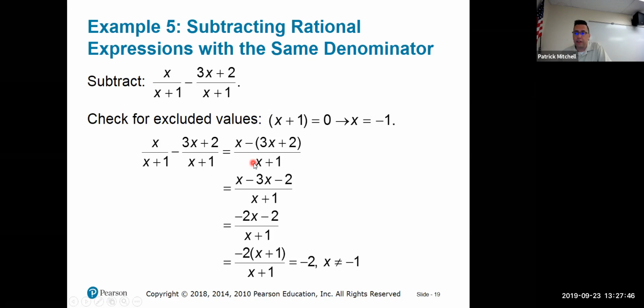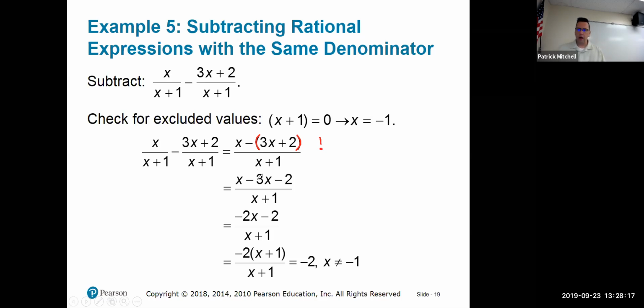Now this is very, very important. Upstairs, we are subtracting x minus 3x plus 2. We are subtracting the whole entire 3x plus 2. So you have to put parentheses around this 3x plus 2. You will get a different answer if you don't put parentheses there. So that is super important.